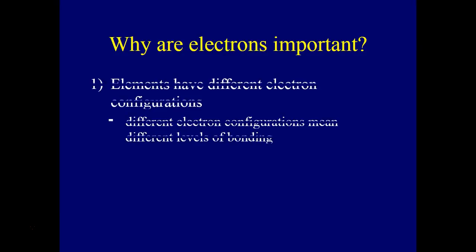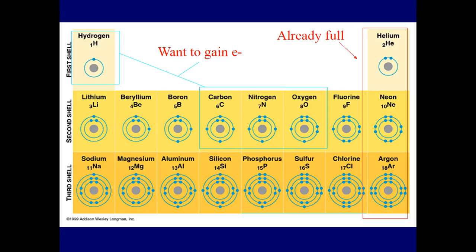So why are these electrons so important? Well, elements have different electron configurations. These mean that they have different levels of bonding. For example, hydrogen and these items here, they want to gain electrons. These elements already have a full outer shell, and so they don't need to gain or lose electrons.